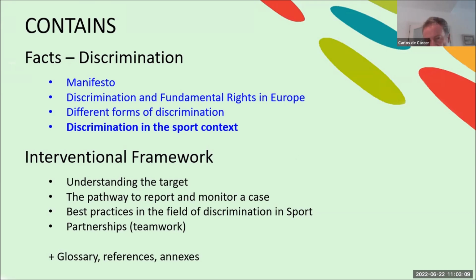Then we can pass to a second block, or second chapter, about the interventional framework, understanding the target, which is definitely one of the most important things. Then, a unique contribution of this manual: a clear pathway to report and monitor a case, and the importance of reporting for sure. Then we go to the best practices to get inspired by other organizations, and the importance of partnerships. Also very practical instructions for those interested in implementing a partnership, how to make it successful, relevant, and so on. Finally, it has some extra information about the glossary, references, and annexes.